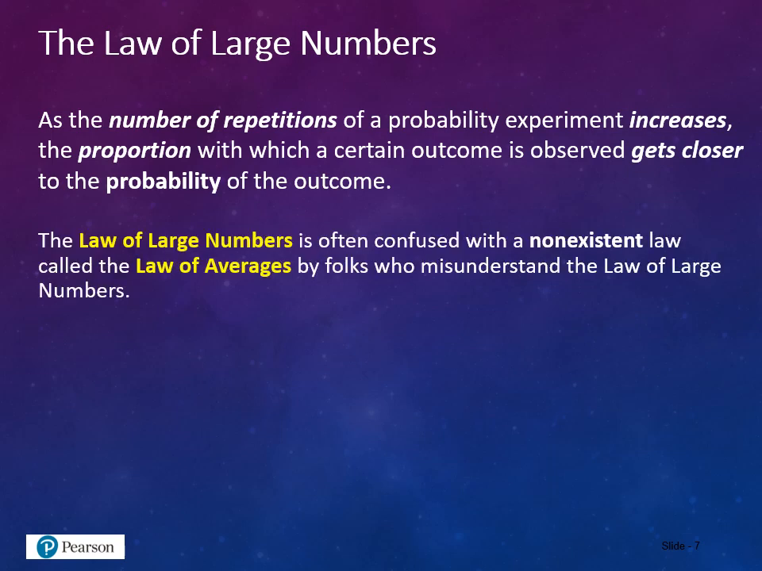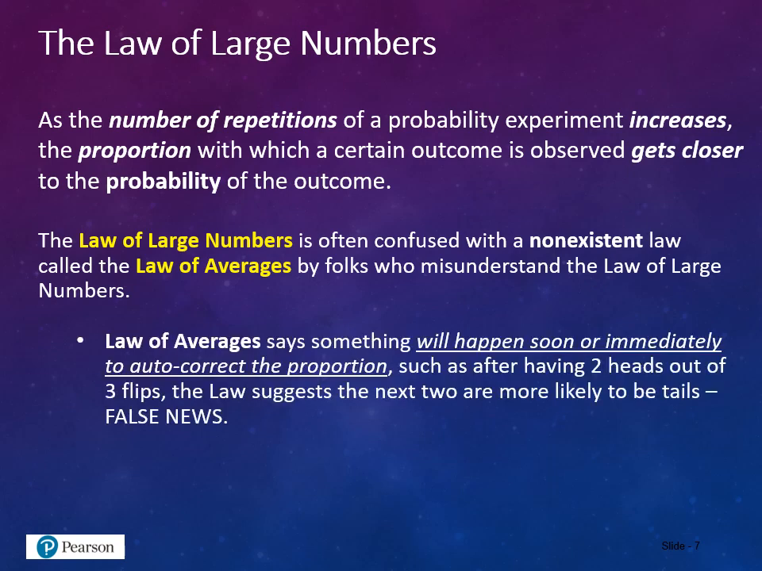The law of large numbers is often confused with a non-existent law. Pay attention here, non-existent law. People use this all the time. This is part of that fake news. Not so much that we report it, but more in our own thinking, especially when we go to Vegas. The law of large numbers is often confused with a non-existent law called the law of averages by folks who misunderstand the law of large numbers. Law of averages says something, again, this is a fake law, so it doesn't actually work.